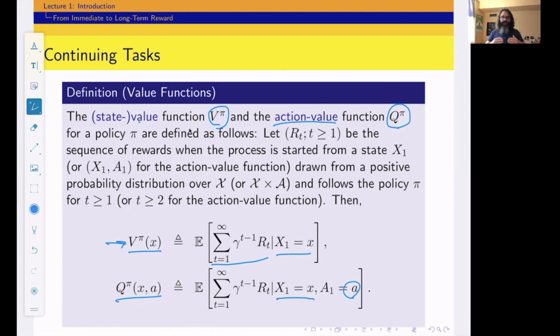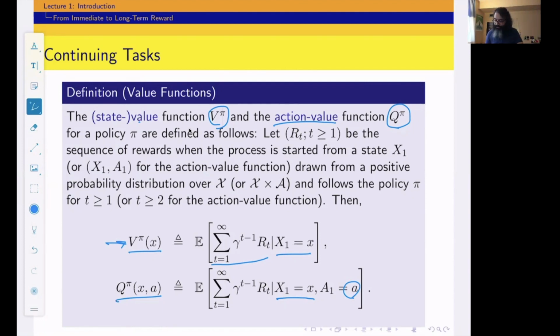So this is the first time step. I go to the second time step, and then after that point, I follow the policy. So for v pi, we follow the policy from the first time step. For Q pi, we follow the policy from the second time step. These would be the definitions. And if we compute the return of it and take the expectation, that would be the action value function q of pi.